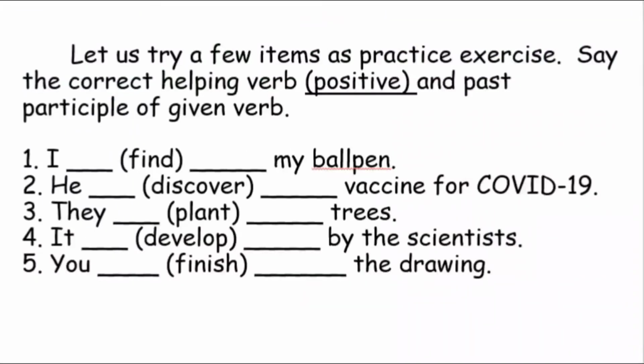Let us try a few items as practice exercise. Say the correct helping verb, positive and past participle of given verb. 1. I blank find blank my ball pen. He blank discover blank vaccine for COVID-19. They blank plant blank trees.